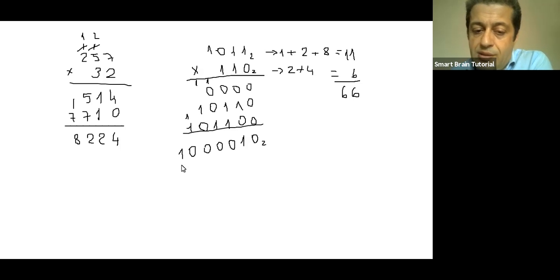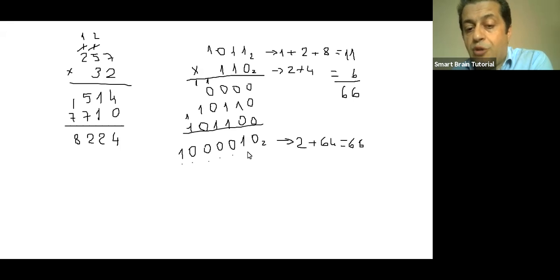Let's check whether this number is 66 or not. So we have 0 ones, 1 2, 0 4s, 0 8s, 0 16s, 0 32s, and 1 64. 2 plus 64, and the result is 66. So we got the same result in both cases. So this way of solution is correct. You should only take care about the carries here, but not at the beginning.